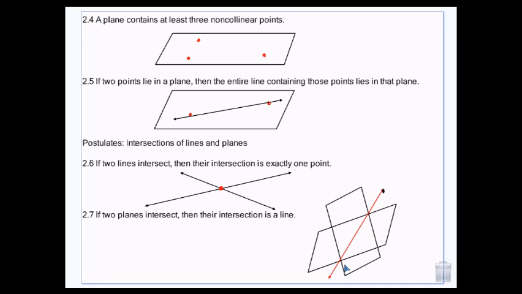So I have this piece of paper and this piece of paper, and they cut into each other, and they're going through each other, and you can see how that makes a line where the two meet.